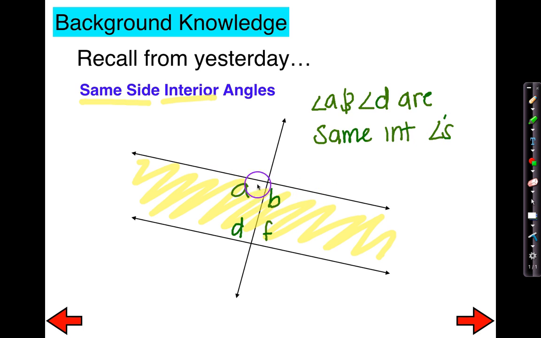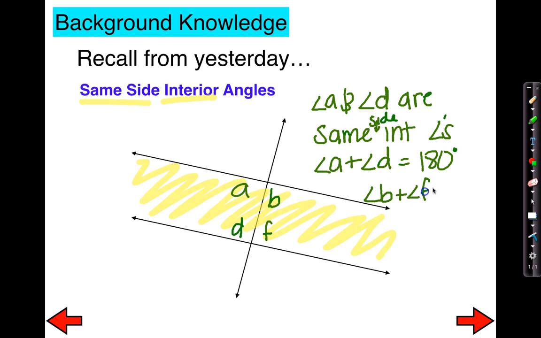Which means, first of all, again, understand they're not congruent. They're actually supplementary. So A and D are supplementary, which means the measure of angle A plus the measure of angle D is supposed to equal 180 degrees. Same thing with B and F. They are same side interior angles. And for those reasons, you can say that angle B plus angle F is going to give you 180 degrees. So just be very careful with that.